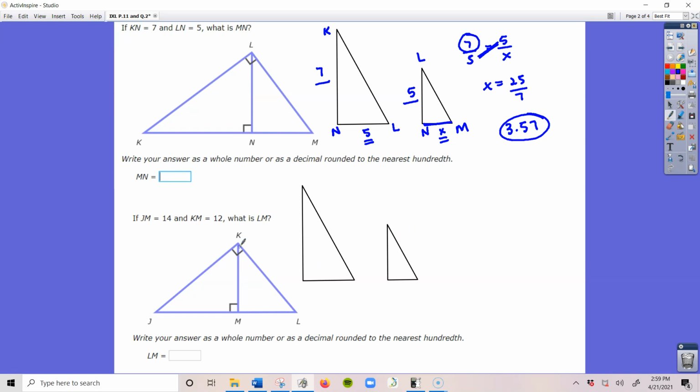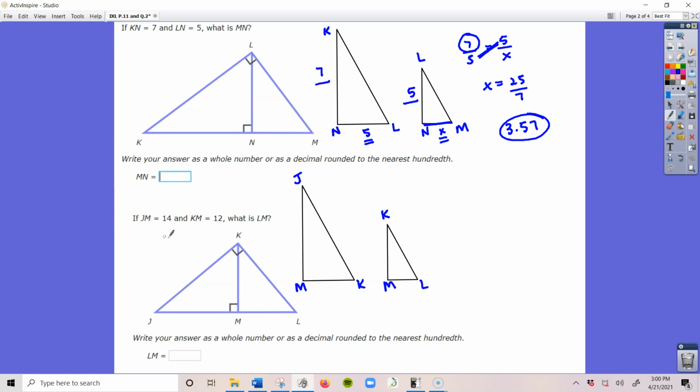Last one for P11. We have here that Jm is equal to 14 and Km is equal to 12, and we want to find Lm. So again, we're using this small triangle on the left and this triangle on the right. So I'm going to label this triangle. The 90 degrees is the M, the short side goes to K, and the long side goes to J. For the little one, this is M, L, and this is K.